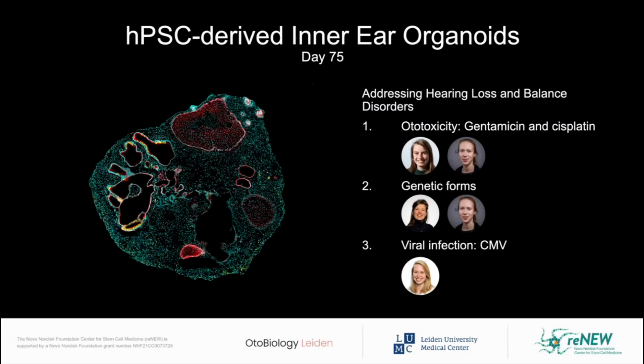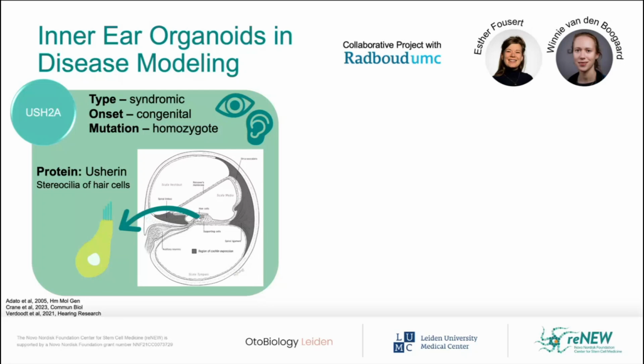So the next step is to show you how we use these organoids for disease modeling. We have different projects going on. We focus on ototoxicity, we look at different forms of genetic hearing loss, but also at a viral infection that contributes to hearing loss. For this presentation, I would like to focus on two of the genetic forms we're working on. That's Usher syndrome type 2 with mutations in the gene USH2A, which leads to congenital hearing loss, and affects the protein usherin, which is expressed in the stereocilia of the hair cells I just explained.